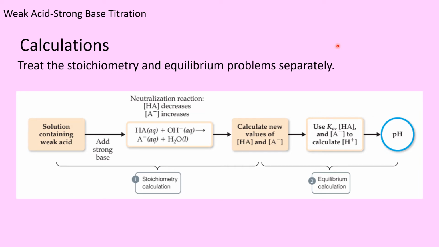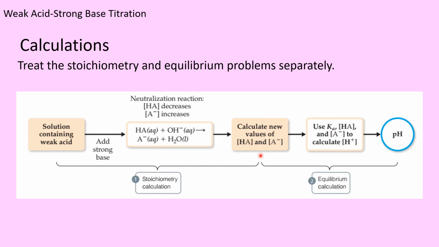So how are we going to do the calculations? Treat the stoichiometry and equilibrium problems separately, since this involves both stoichiometry and equilibrium reactions. For calculating the pH when a weak acid is partially neutralized by a strong base, we can use this calculation. First, we have the solution containing the weak acid. After the strong base, or the titrant, is added, this is what happens. A neutralization reaction proceeds wherein the concentration of the weak acid decreases and the concentration of our conjugate base, or our anion, increases. So this involves a stoichiometry calculation.